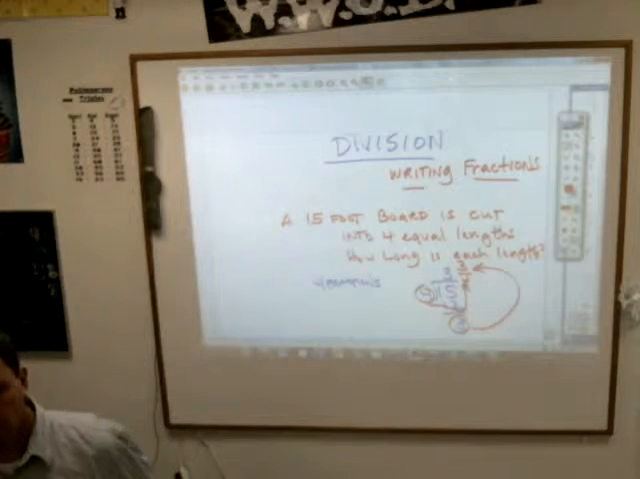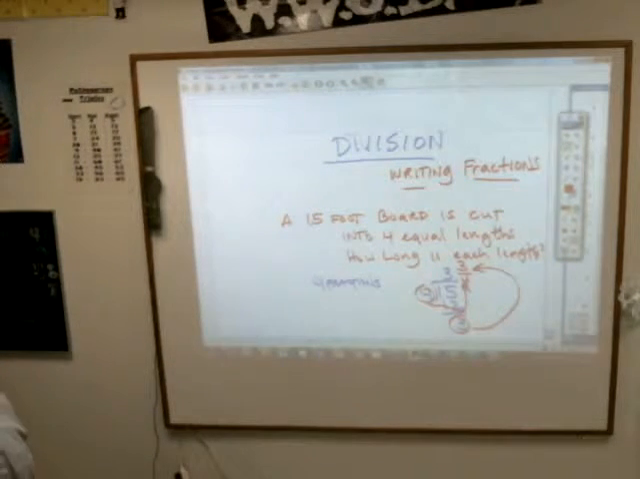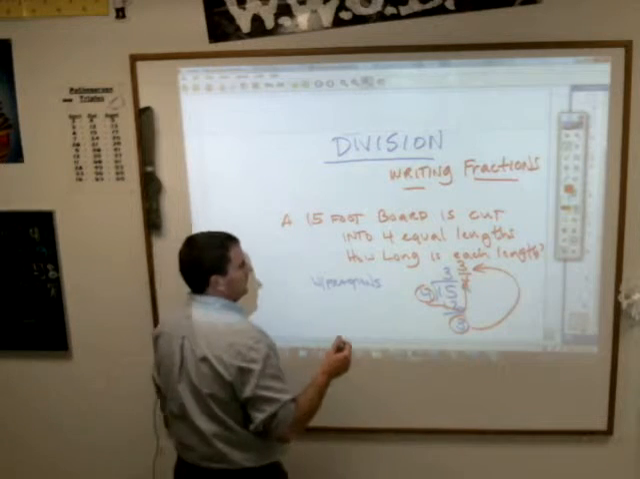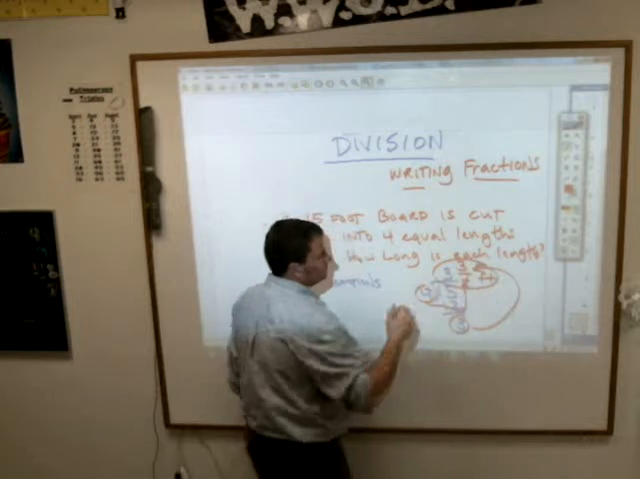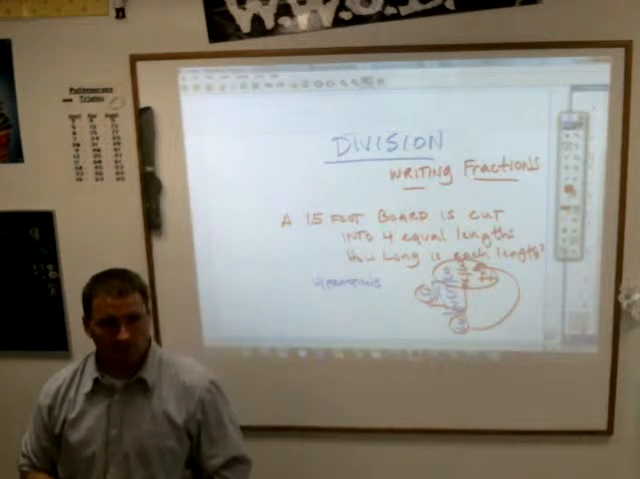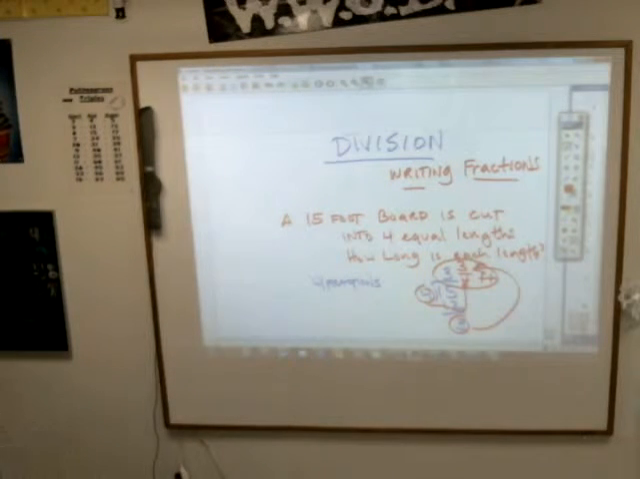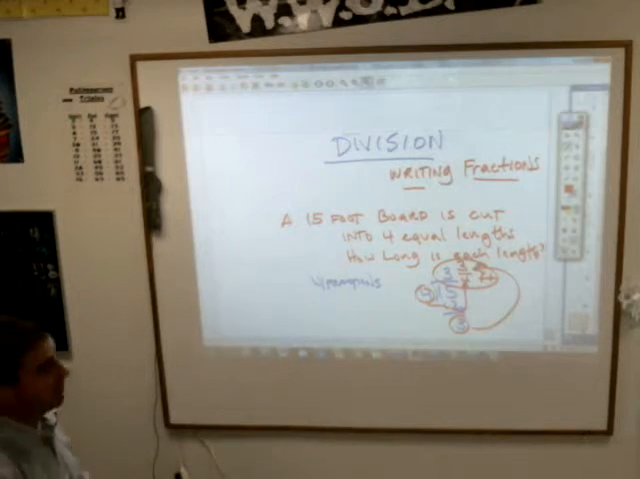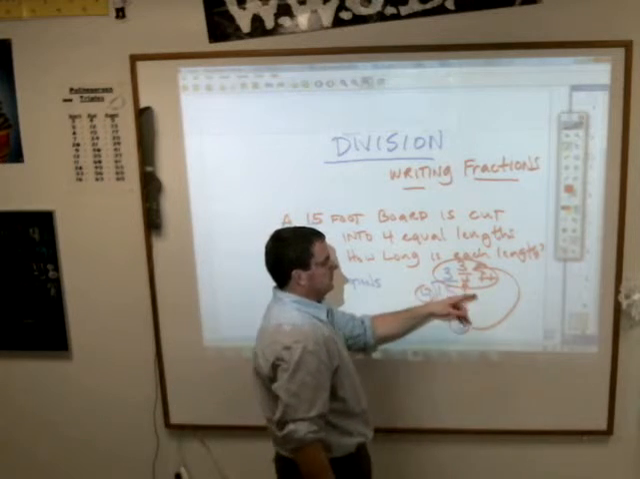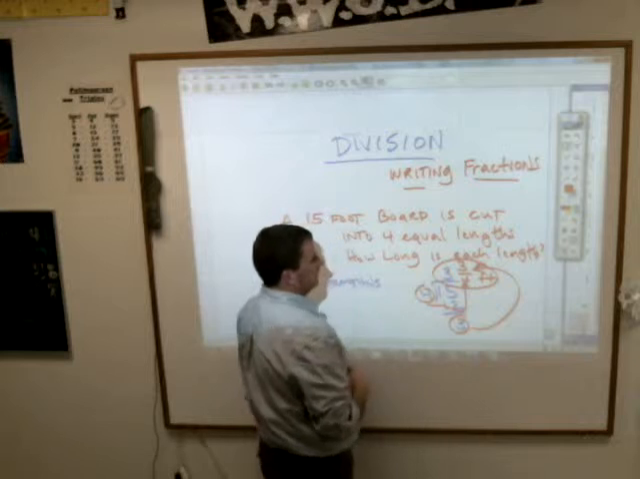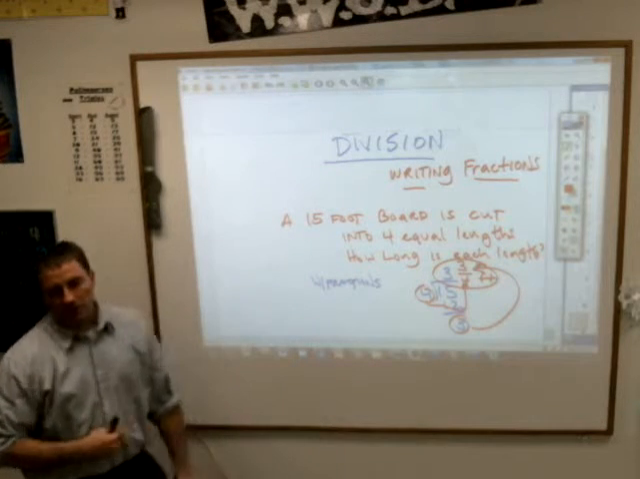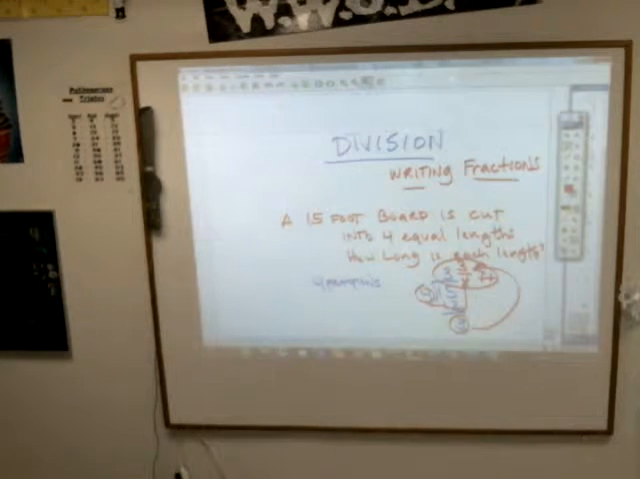How many inches is 3/4 of a foot? Anybody? Well, how many inches are in 1 foot? 12. So if you cut 12 into 4 equal pieces, each piece is 3 inches, and if you have 3 of those 3-inch pieces, it's 9 inches, so 3 feet, 9 inches would be your board there.